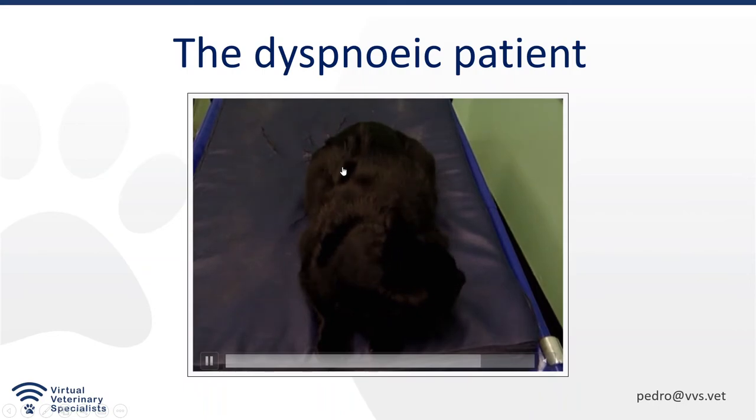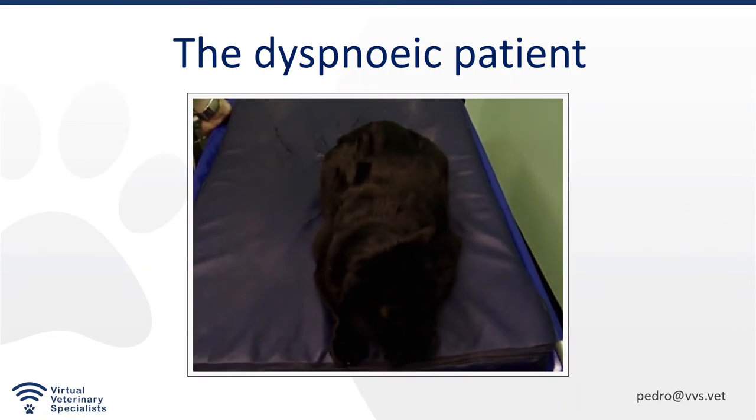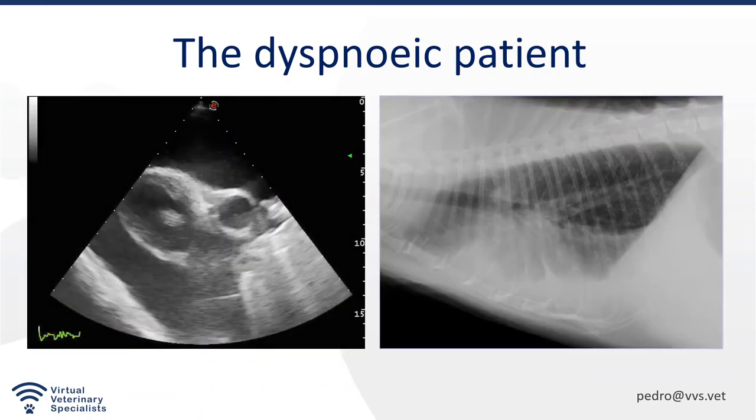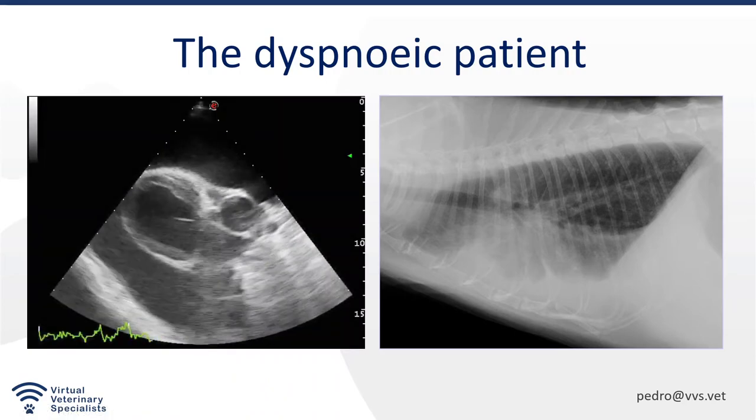So this is more consistent with a pleural effusion case, for example, where there's problems getting air inside and also out. Okay, there we go. We see a lot of pleural effusion in this case, a cat with heart disease, and again, radiographically as well, confirmation of pleural effusion. And these can be quite challenging.